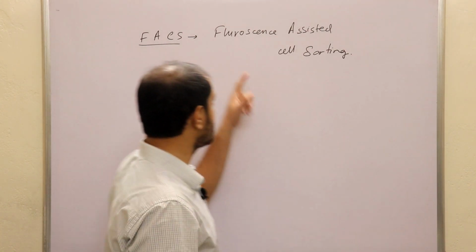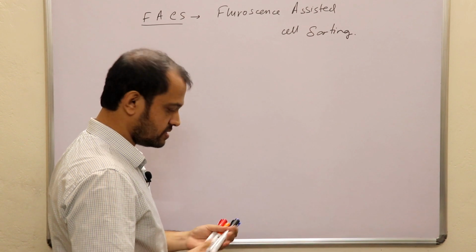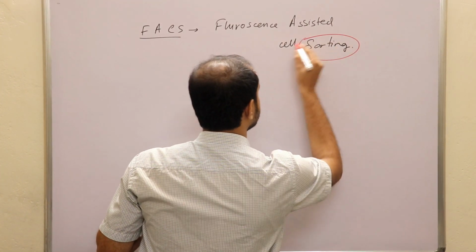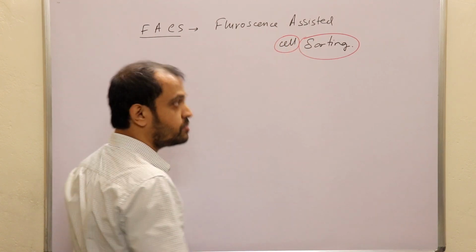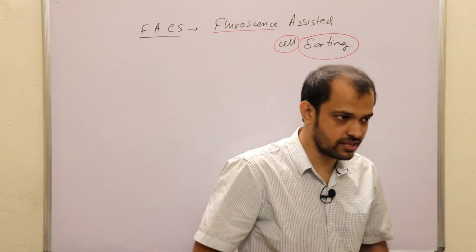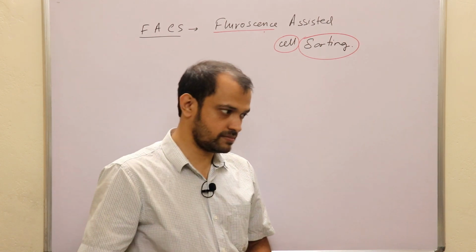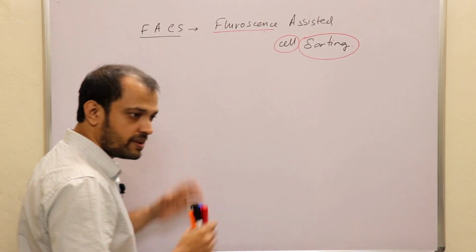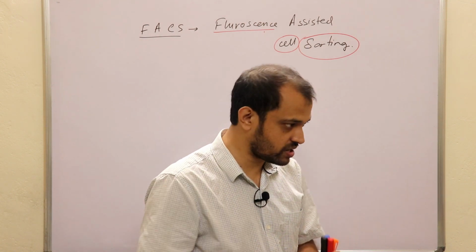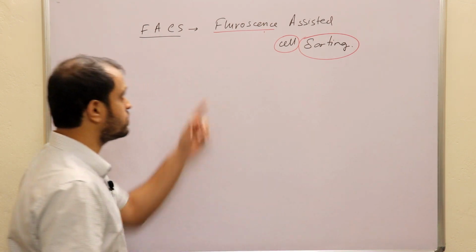So what do you mean by Fluorescence Assisted Cell Sorting? This means that you will have to differentiate cells on the basis of fluorescence. That's it. Okay, so we have already discussed what is flow cytometry, but today we will be discussing what is FACS.